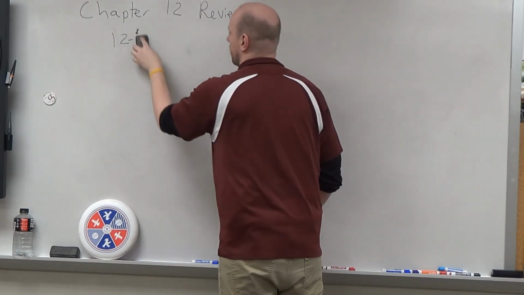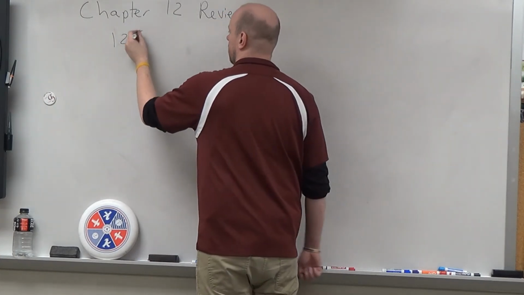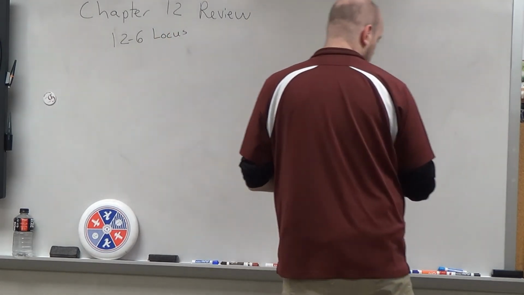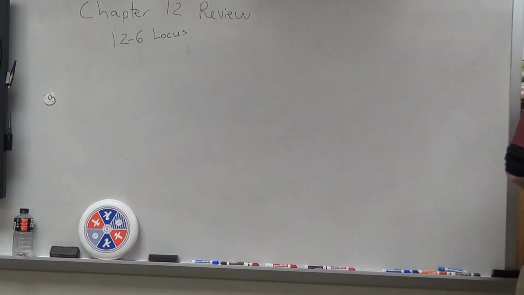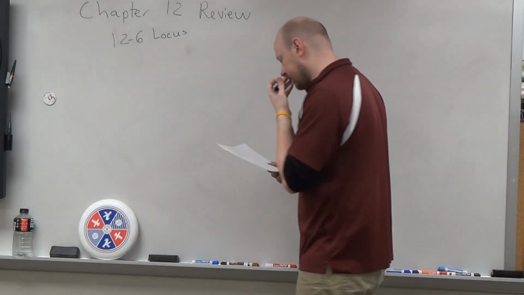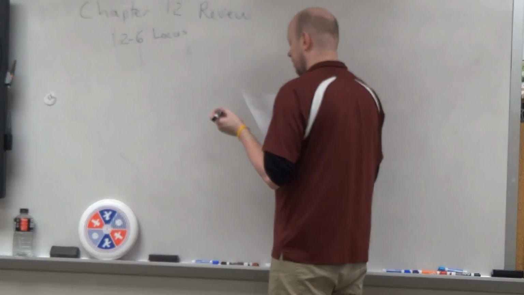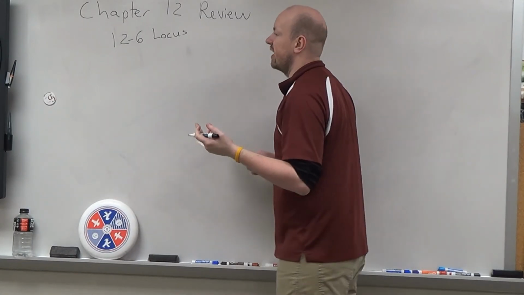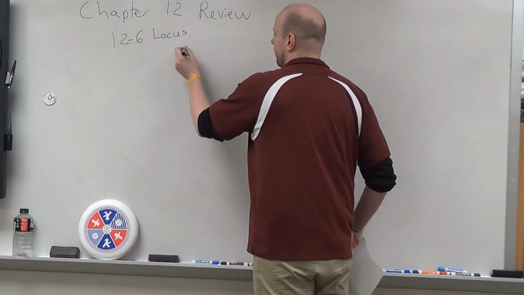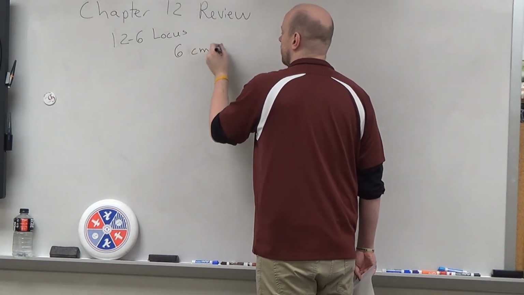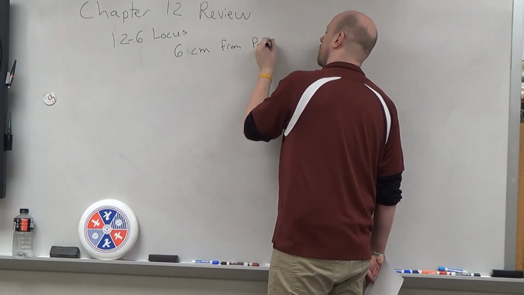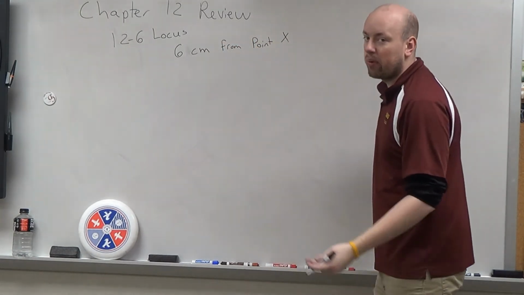Then I get to 12-6, which again is all about locus. So, let's see. Let's say I have two rules. Oh no, this one just says one rule. Remember, locus just means I need to just follow some rules. So what if I said 6 centimeters from point X? Well, first I'm going to need a point X.